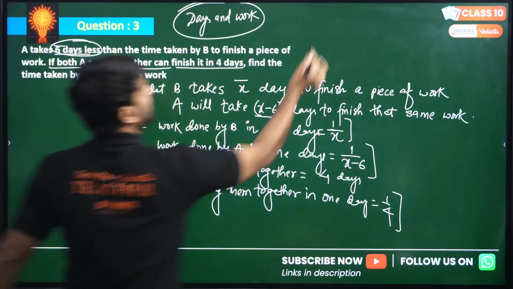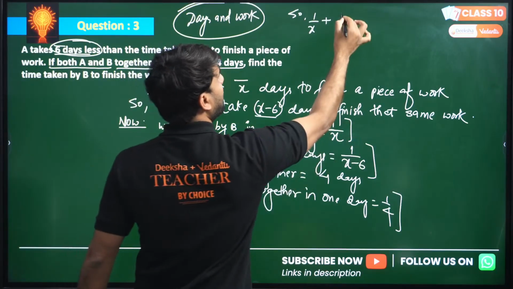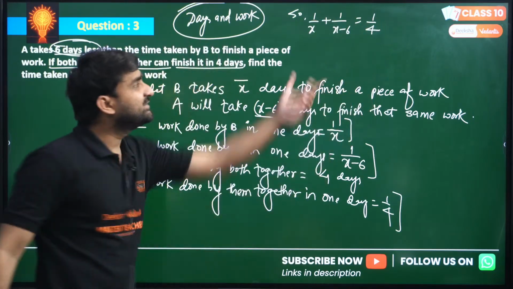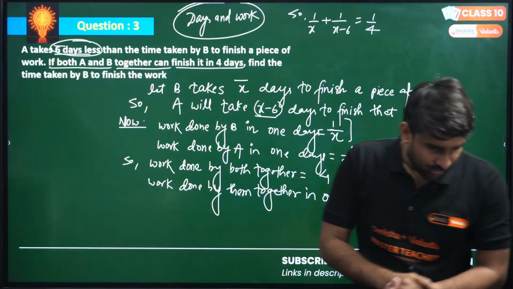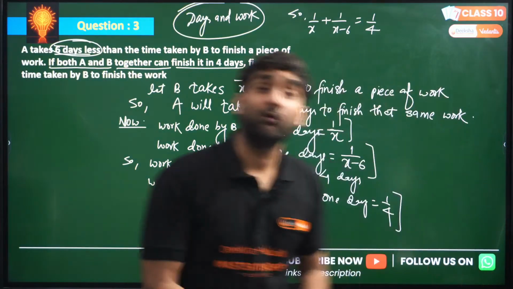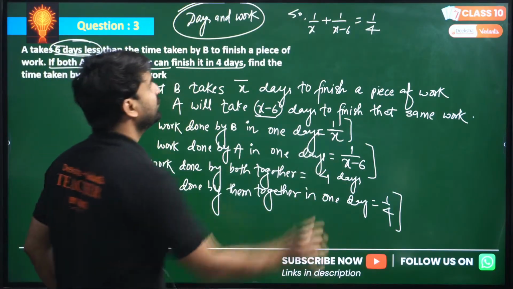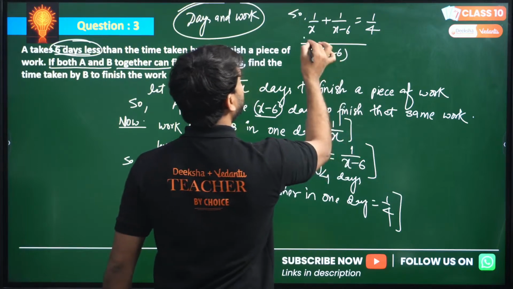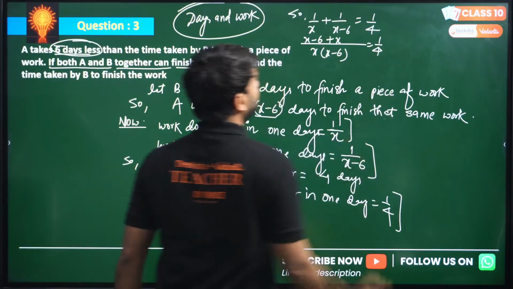So 1 day for B and 1 day for A will be equal to 1 by 4. This is the trick. So you have to focus on 1 day, my dear kids. Now then you can add both numbers. So 1 by X plus 1 by X minus 6, taking LCM, X minus 6 will come here and plus X here. Now solve this.